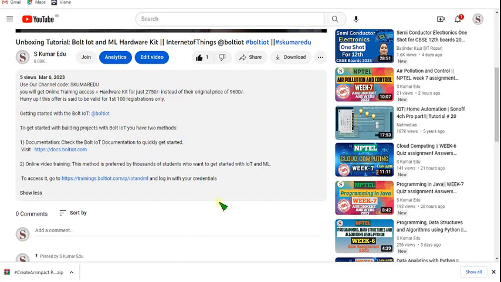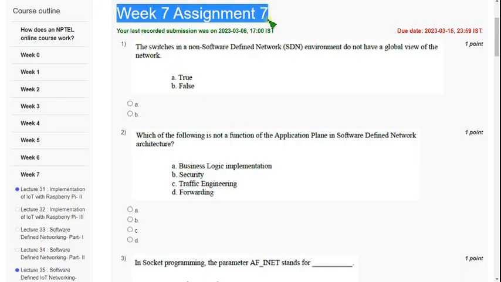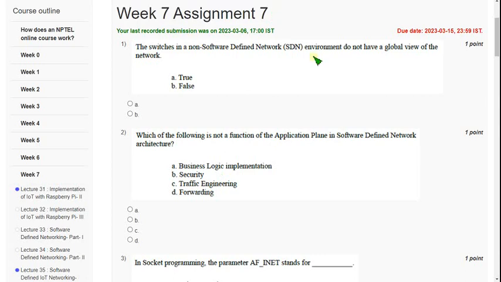So that's it guys, let's get back to the video solutions now. So this is week 7 assignment of IoT. So let's see the first question. The switches in a non-software defined network environment do not have a global view of the network. For the first question, the answer is option A, true. So mark option A.